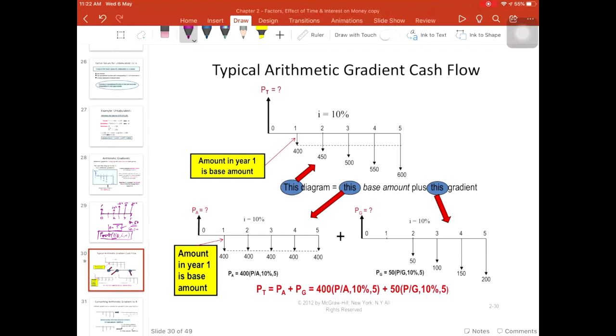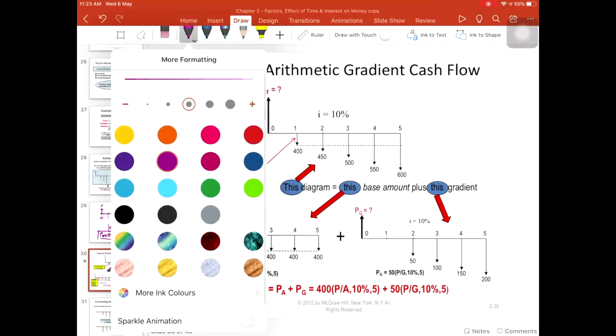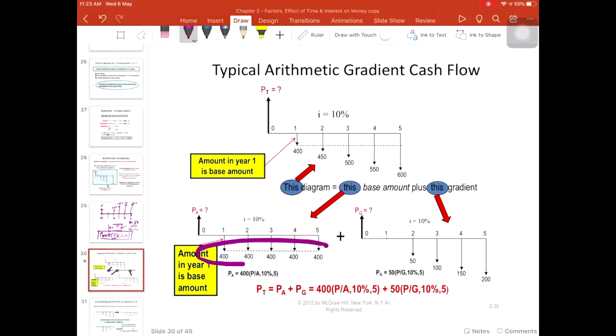Okay, the first is a P over A. Because P over A is a base, depend on the base one. Okay, so the base is a 400 ringgit. Okay, the 400 ringgit itself. Okay, kata sini 400 ringgit kan. 400 ringgit. Okay, 400 ringgit. So PA 400 ringgit, PA 5%.